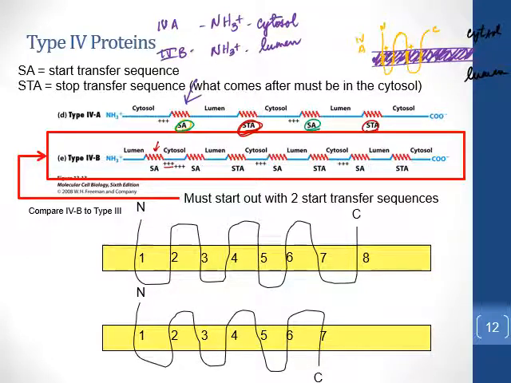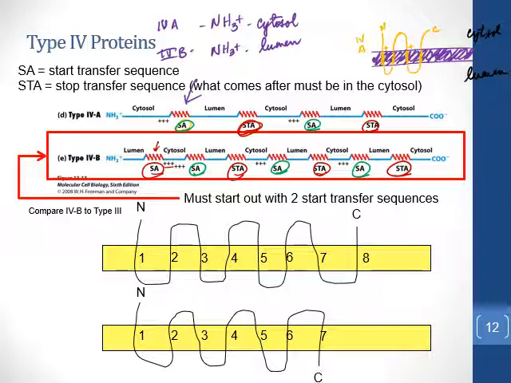So the way I like to think about this is that if the amino acid sequence that comes after the domain is in the cytosol, that's really a stop transfer sequence. So here we've got a stop, and then a start, and then a stop, and then a start, then a stop, then a start, and then a stop. Now I would encourage you, we'll work on this in class, to take a piece of paper and kind of draw this out to see how this works.